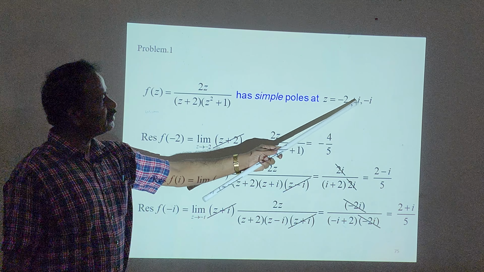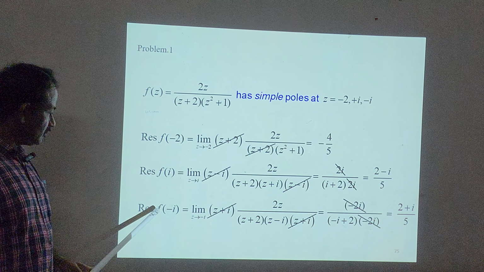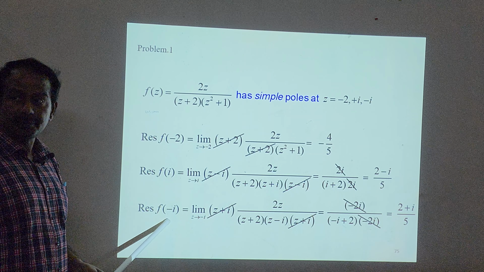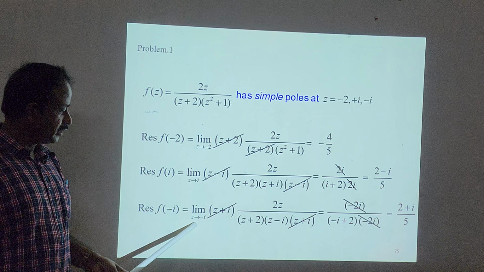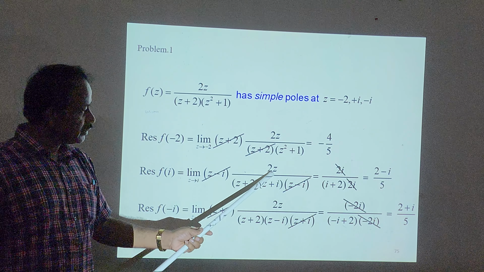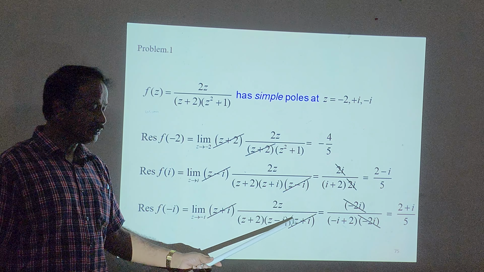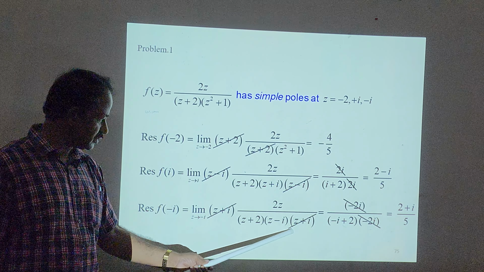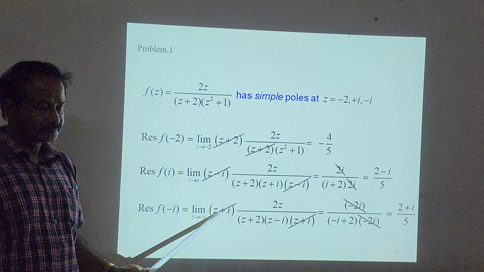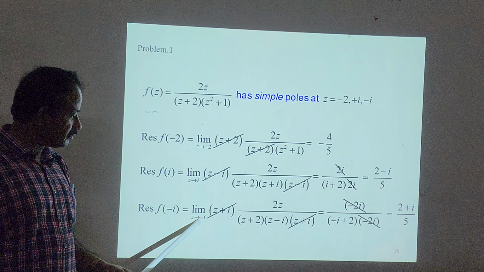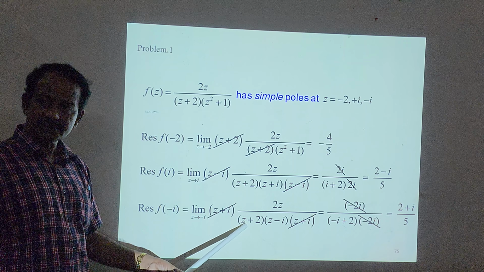So now we will go for z equals minus i. So z tends to minus i. If f of a becomes minus i, so limit z tends to minus i, this becomes z plus i, the same f of z, dz divided by z plus 2, z minus i, z plus i. So this term and this term will be cancelled. Z plus 2, z minus i. Instead of z, you substitute z equals minus i.